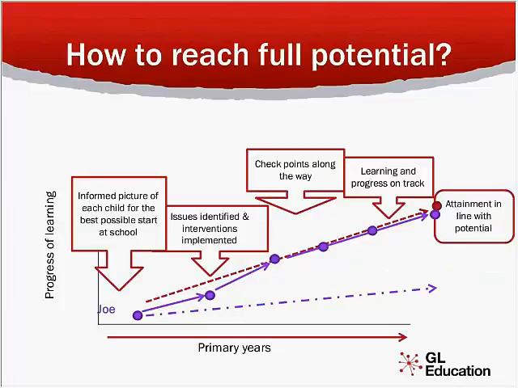So how do you help the students reach their full potential? Well, if you have an informed picture of each child for the best possible start at the school, so at the beginning, and that could be using our baseline assessment, for example, and if you identify the issues and you put in place effective interventions, and then checkpoint along the way, so have key assessment points where you can see whether there is a difference between the ability and the attainment of the student, then learning and progress should be on track with the right interventions.